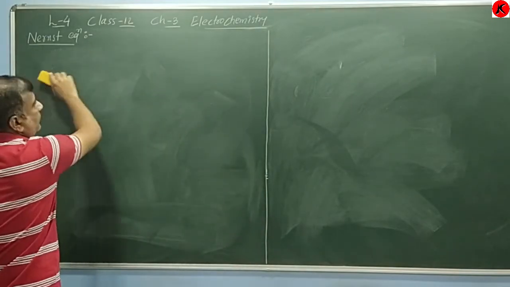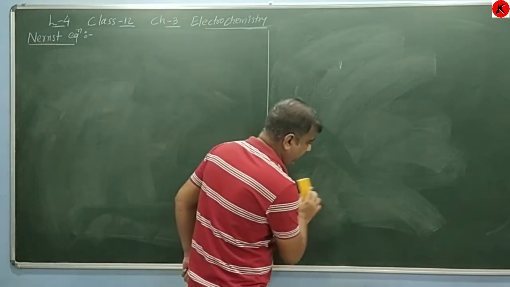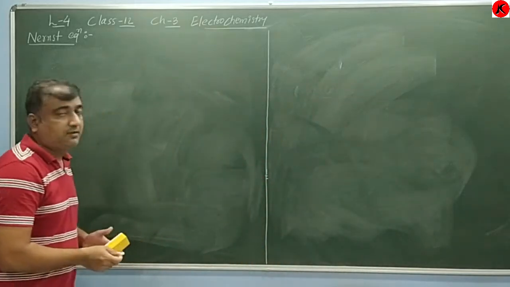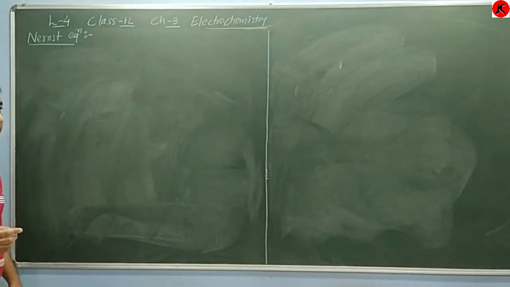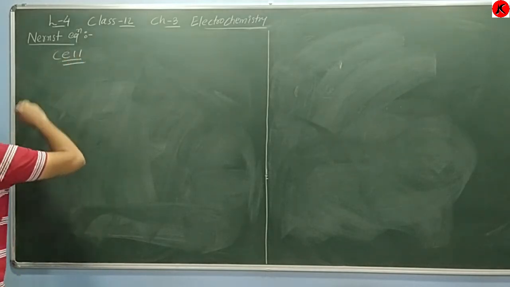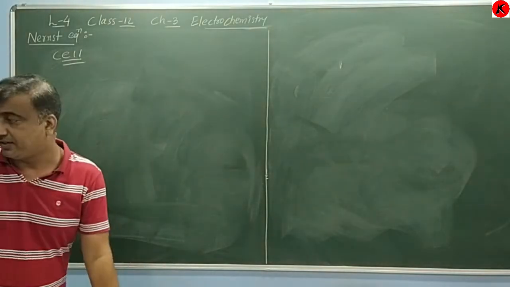When a cell is given, then how to write the Nernst equation? To keep it simple, we take the example of a Daniell cell. That is, for a cell, how to write the Nernst equation when a cell is given.